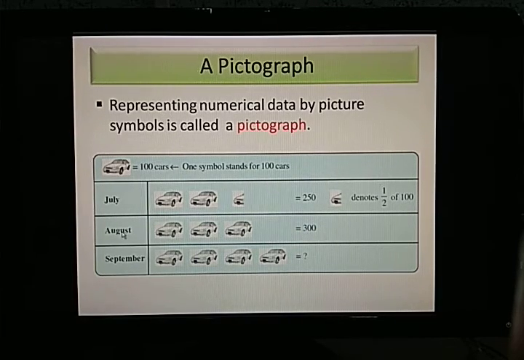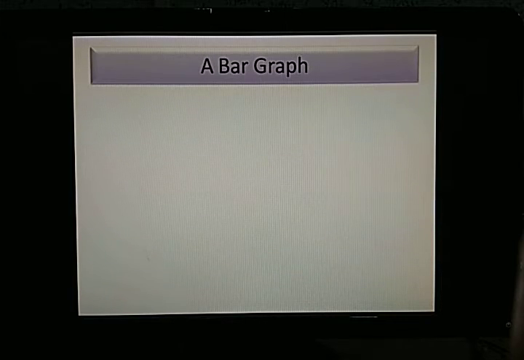Clear? In the month of August, you can see 3 such symbols are given. So it will be 300. Similarly, in the month of September, 4 are given. So how much will it be? Yes, you're right. It will be 400. So clear what is a pictograph? Just by looking at the symbols of the picture, we can identify our data or the result that we want from the data. Clear? Now moving on, the next pictorial representation is a bar graph.